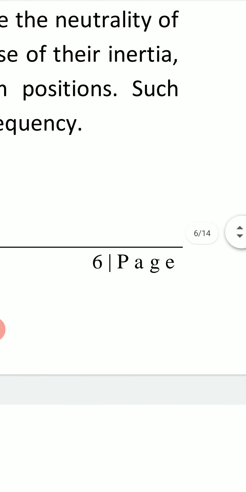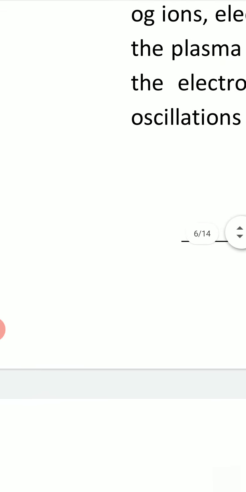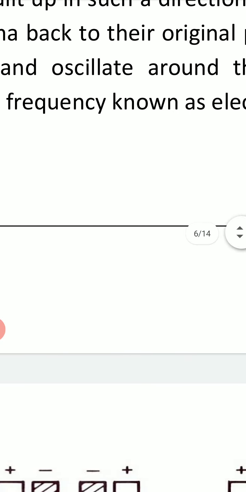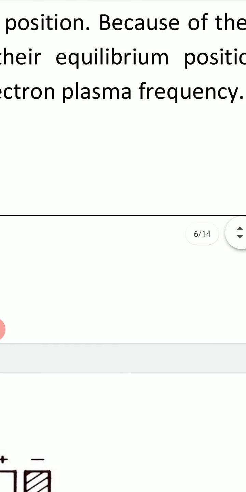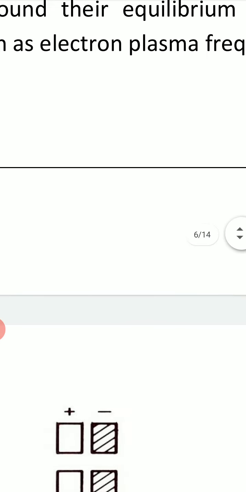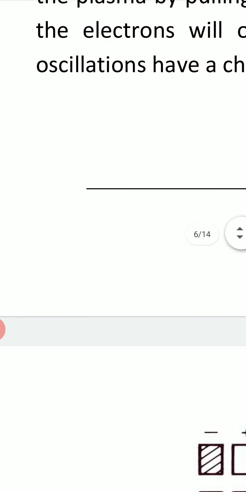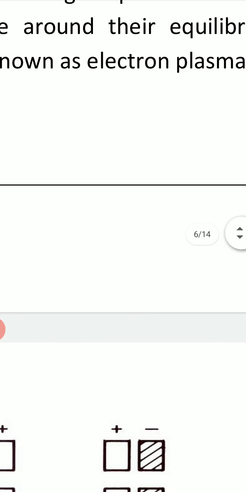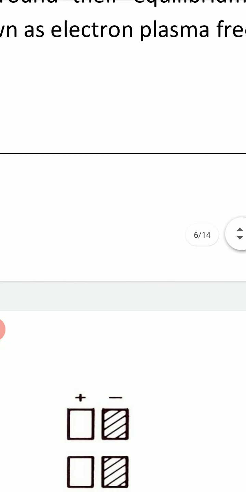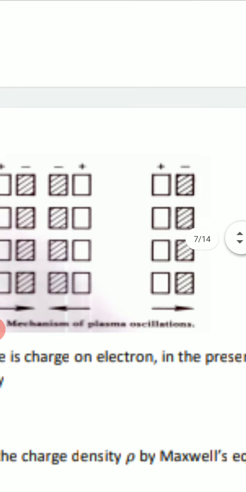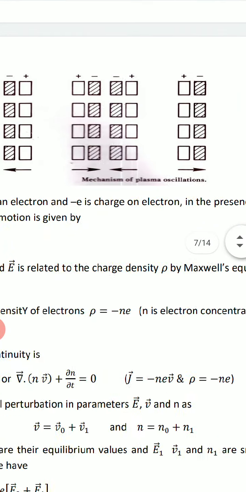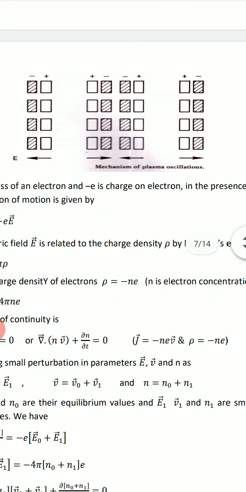Because of their inertia, the electrons will overshoot and oscillate around their equilibrium positions. Such oscillations have a characteristic frequency known as electron plasma frequency. This is the diagram showing the oscillations of electrons.